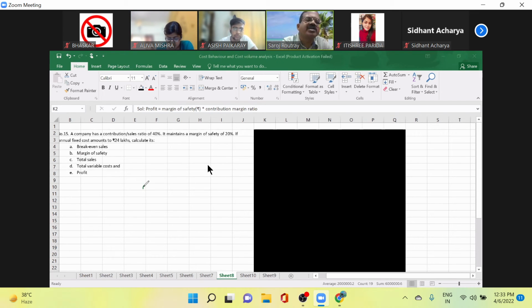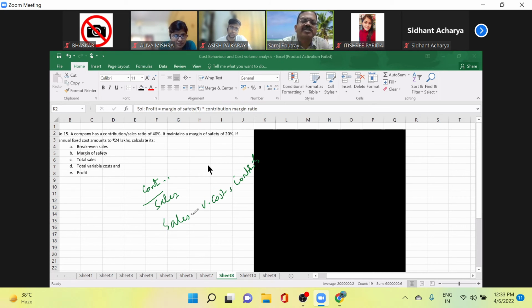Contribution divided by sales. Now, how do we get contribution? We get contribution when we deduct variable cost from sales: sales minus variable cost is equal to contribution.